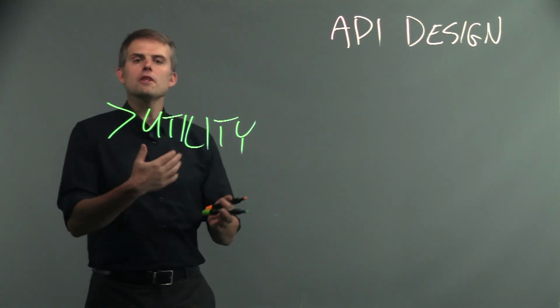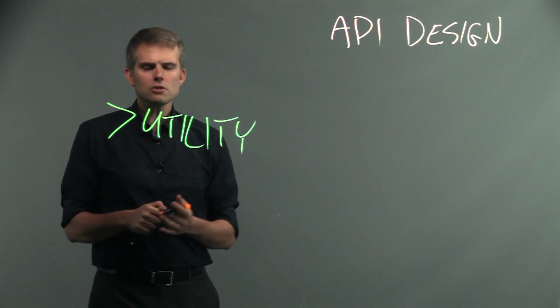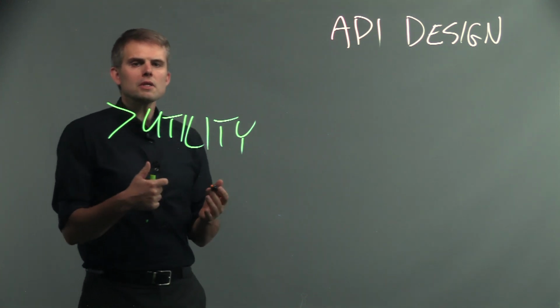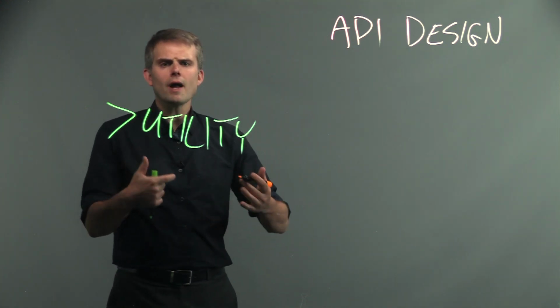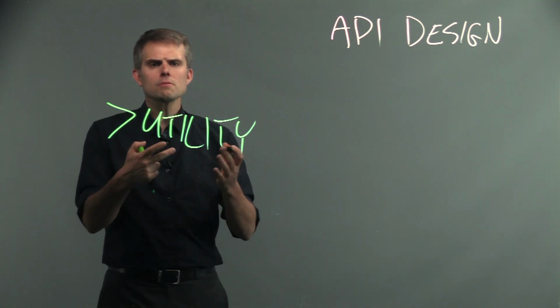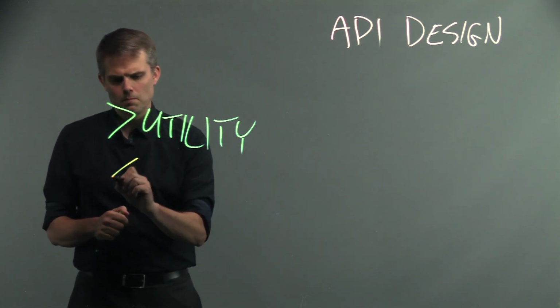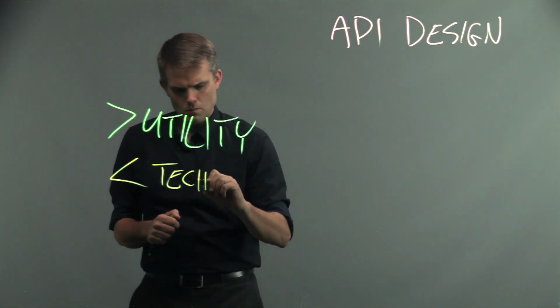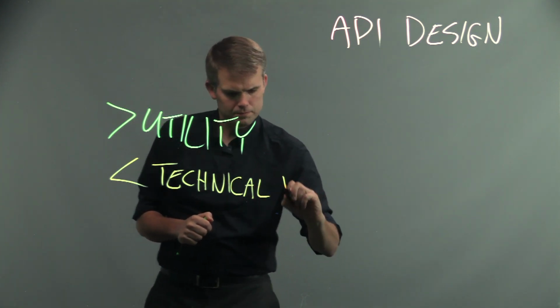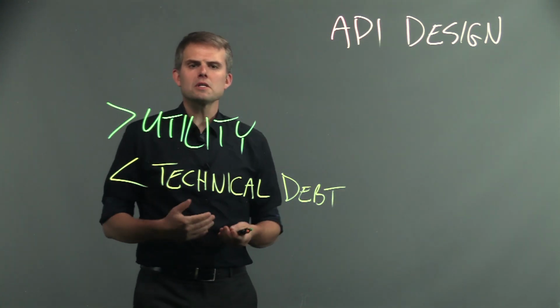For some companies, their APIs are their sole product, right? If you're building an API platform, this can be really important. But at the same time, there are some major drawbacks of having these APIs, and that's technical debt. So when we're designing our APIs, we want to maximize utility while trying to minimize our technical debt as much as possible. And this can be a difficult process in general.